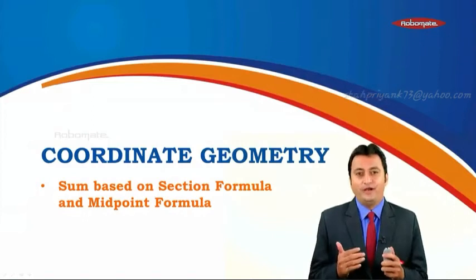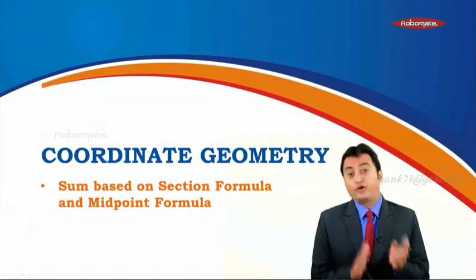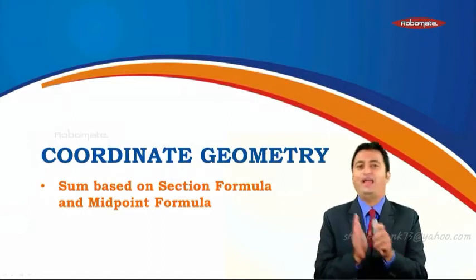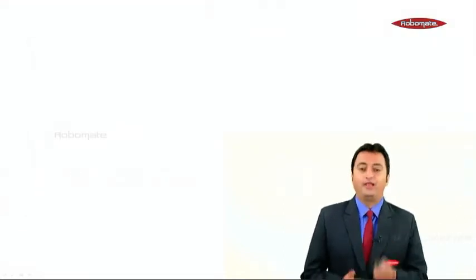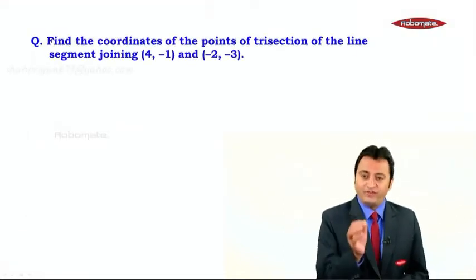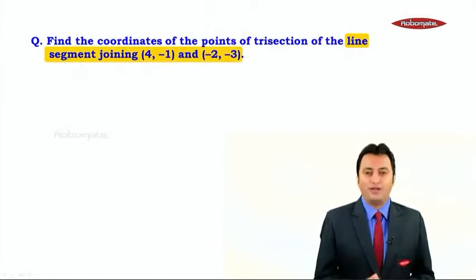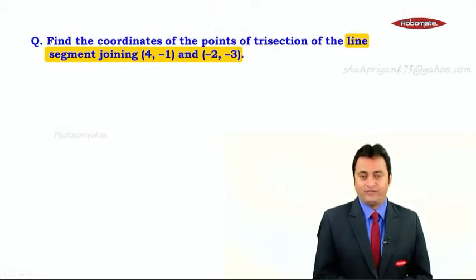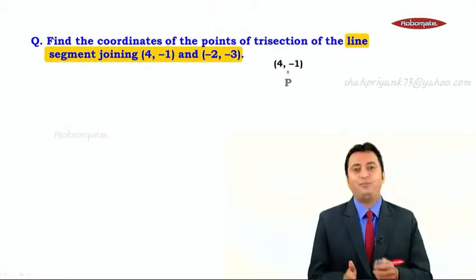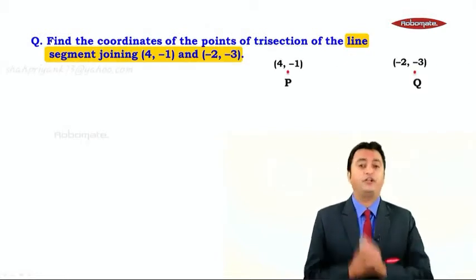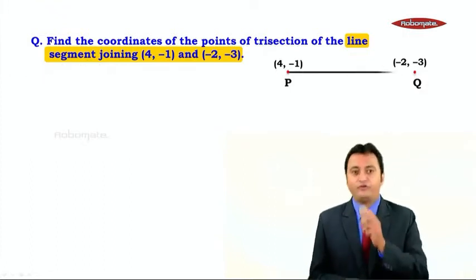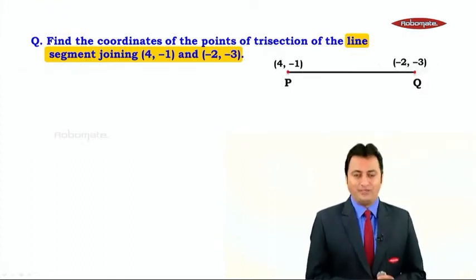This is going to be a very important sum. It's a combination of midpoint formula and section formula. Okay, let's have that sum. There is a segment whose endpoints are (4, -1) and (2, -3). Let us name those 2 points as P and Q. So we know the coordinates of P and Q. If we join them, it becomes a segment PQ.